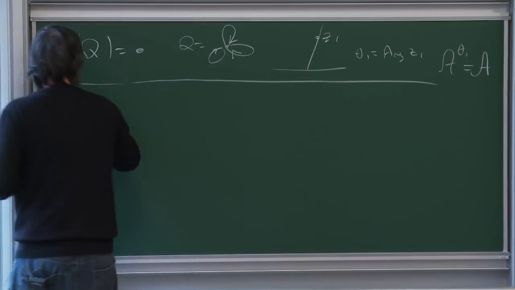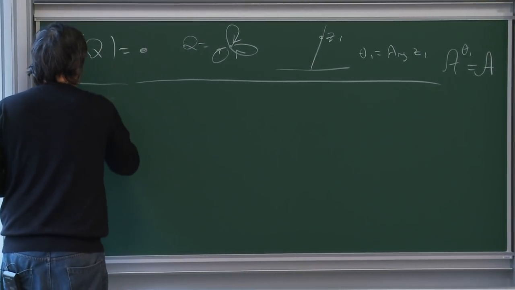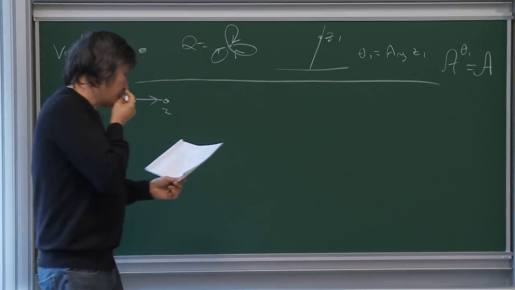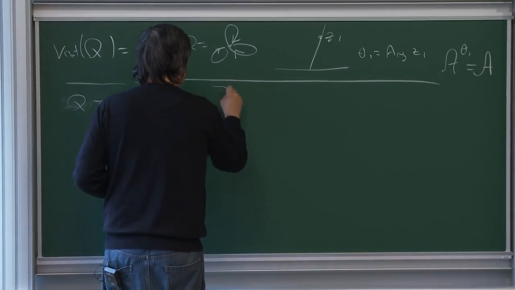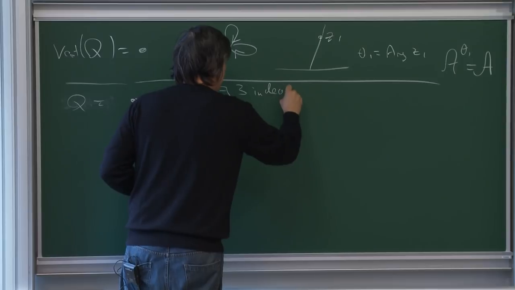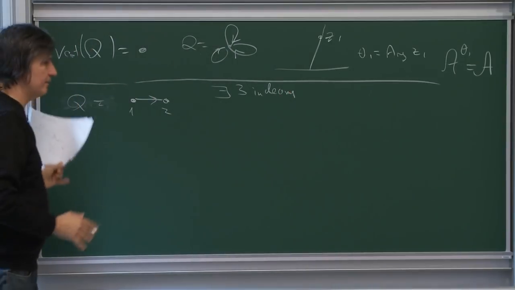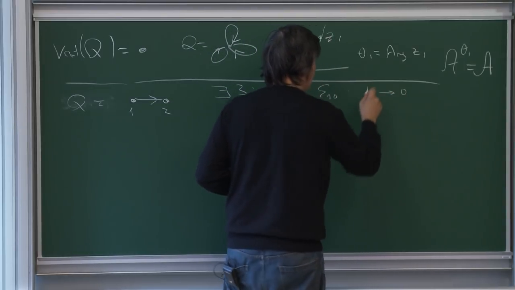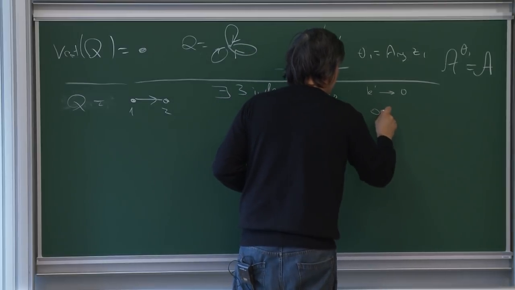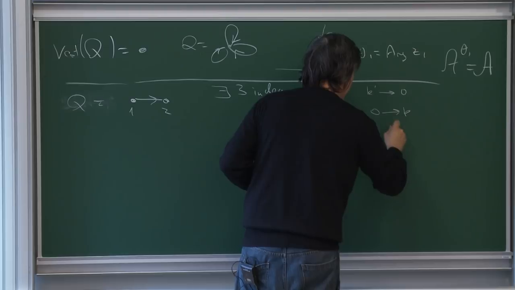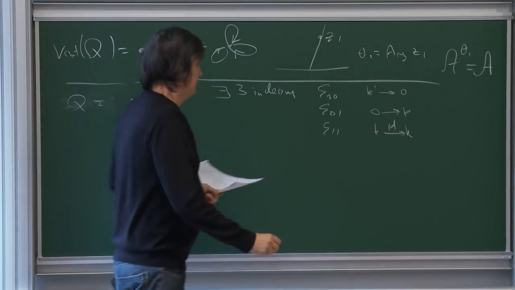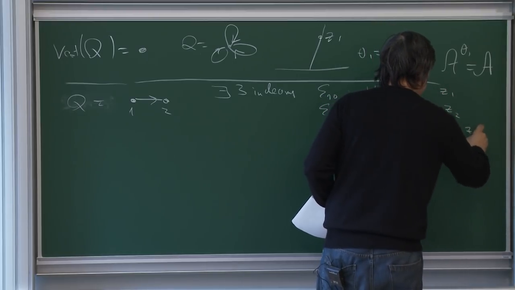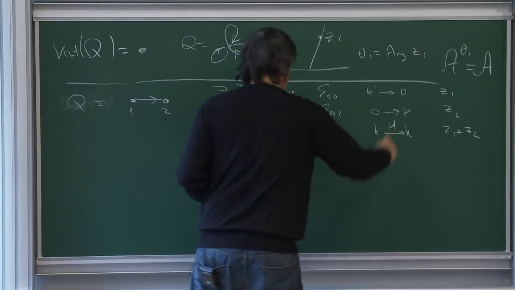So the really first non-trivial example is when the quiver is just a map from 1 to 2. In this case, there are just three indecomposable objects. You have a map to a two-vector space, and there are three ways it behaves. It's either E10, where K maps to 0, or E01, where 0 goes to K, and E11, where K goes to K by the identity map. And the central charges will be Z1, Z2, and here Z1 plus Z2, because it's dimension 1 here and dimension 1 here.